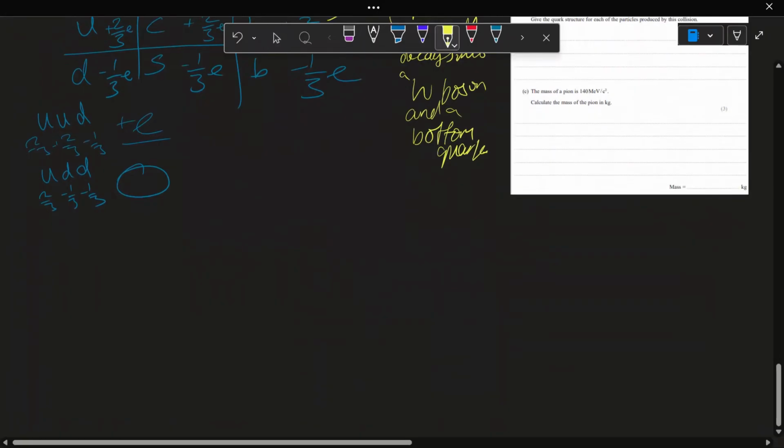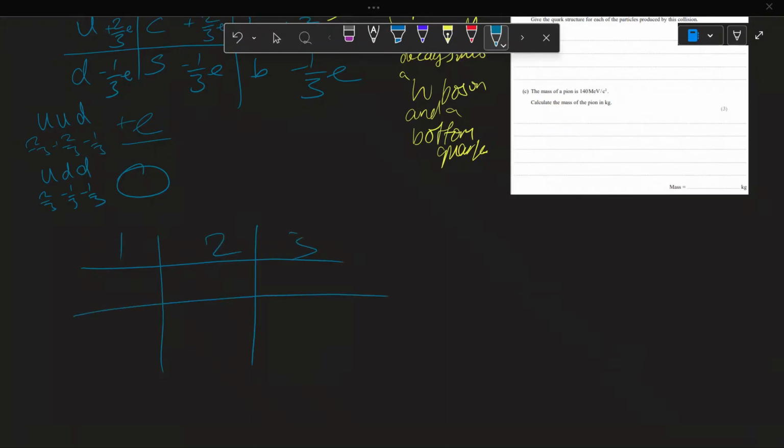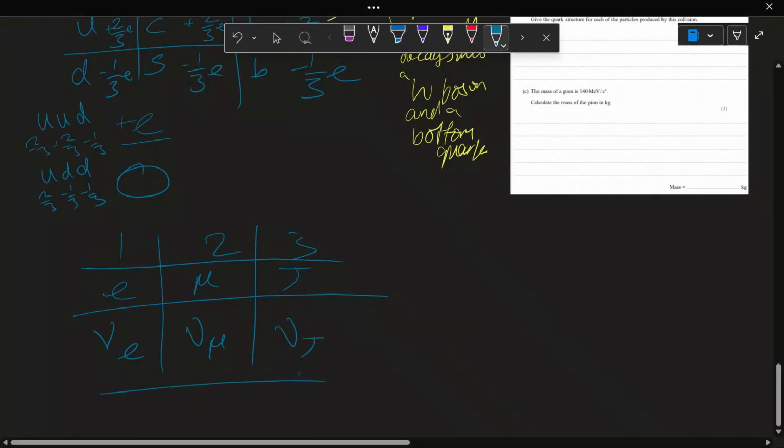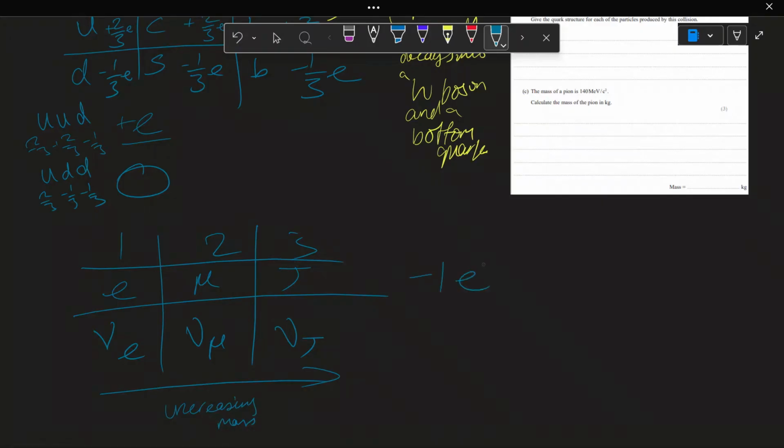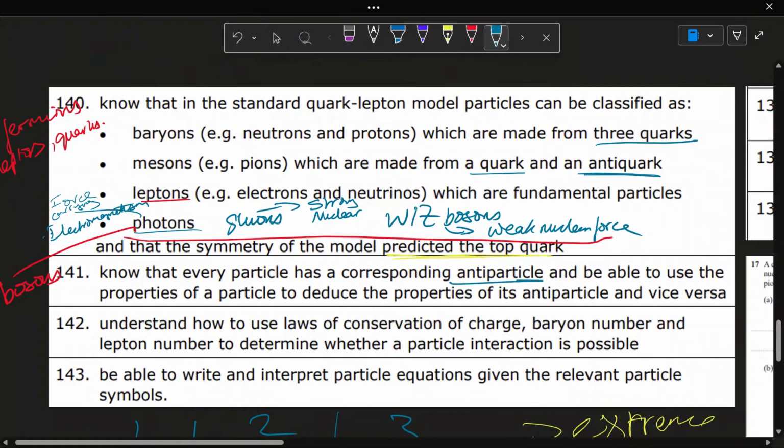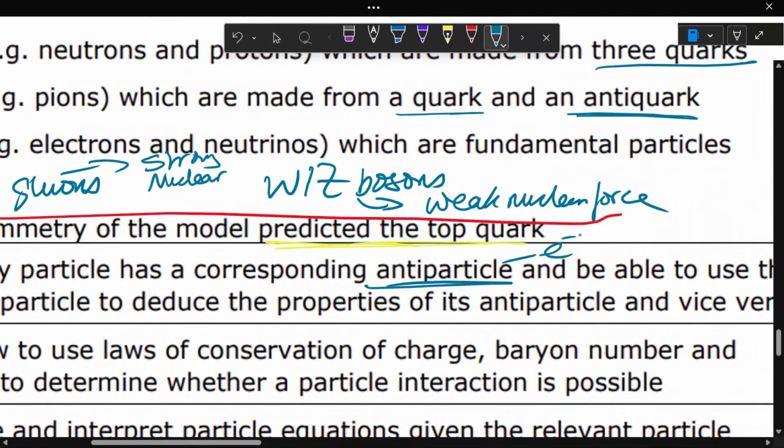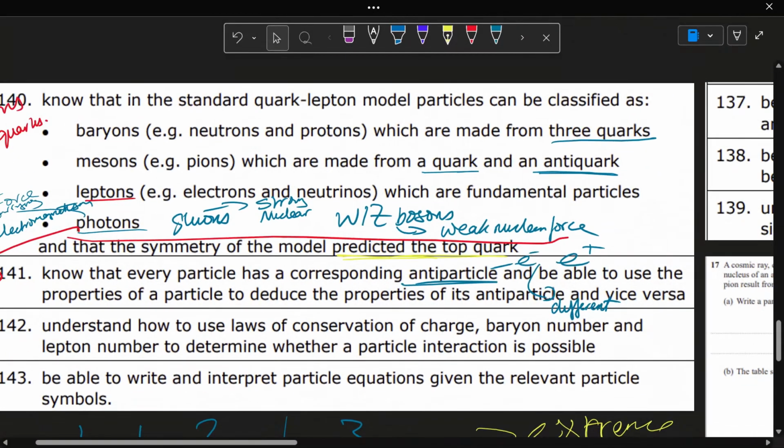Likewise, there are 3 generations of leptons, so 6 leptons total. So yeah, 1, 2, 3. So you have your electrons, your electron neutrinos, with the Greek letter nu for neutrino, muons, muon neutrino, and tau particle, tau neutrino. So these go in increasing mass. All of the charges of these leptons are minus 1e, so same as electron charge, and the charge of the neutrinos are 0, as we've seen before. Okay, so you need to know that every particle has its own antiparticle. Best example is electron and positron. So these have the same mass, different charge. And if they ever interact with each other, they're going to annihilate each other and release massive amounts of energy.